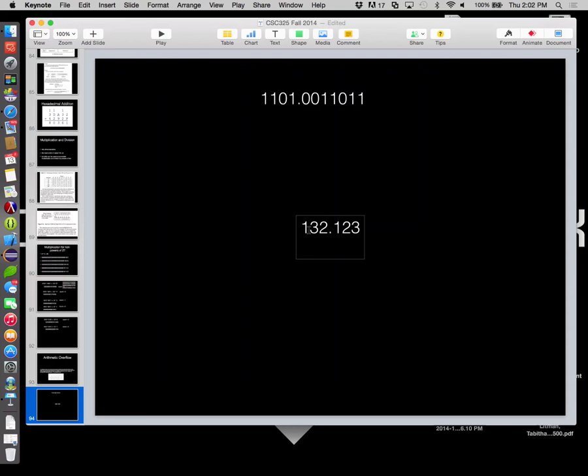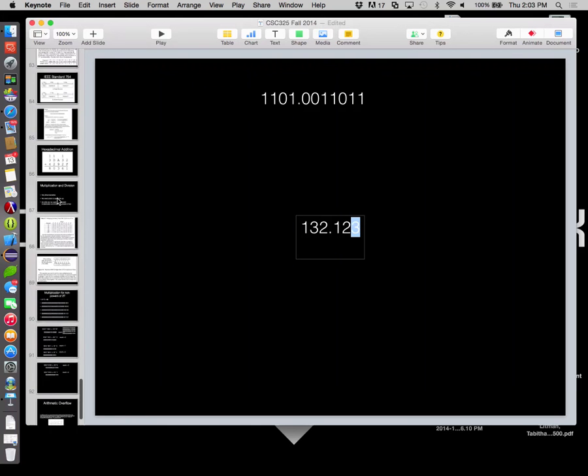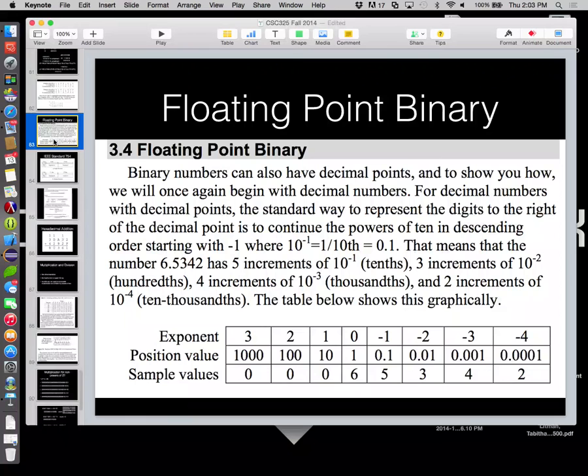So to the left of the decimal point, this is the 10 to the zeros place. This is the 10 to the ones place. This is the 10 to the twos place. So that's 100 plus 30 plus 2. This is the 10 to the negative ones place, 10 to the negative twos place, 10 to the negative threes place. And if I can show you, was it here?